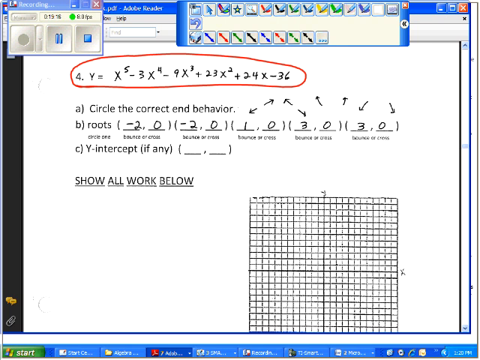Now, the end behavior. This is a 5th degree polynomial. That is an odd degree. That means the behavior is up, down, or down, up. They're different, right? And it is a positive, so that means that it is an up, up. In other words, it leans to the right. Like the slope of a line. If a line has a positive slope, it leans to the right. If a line has a negative slope, it leans to the left.